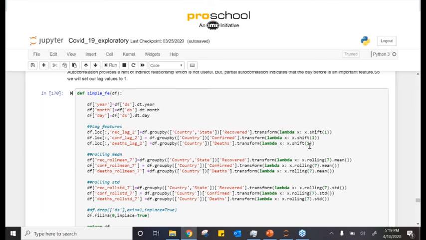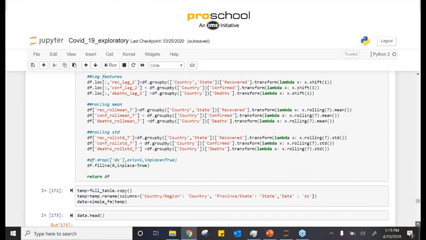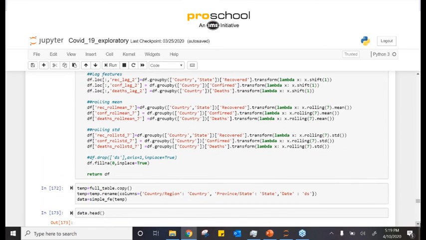Also, I have to take a few other things, like rolling mean. So I've taken a 1 week rolling mean, and standard deviation also for the 1 week. So these are the three. Obviously, when I'm going to predict confirmed cases, I have three features ready: confirmed lag, confirmed rolling mean, and confirmed rolling standard deviation.